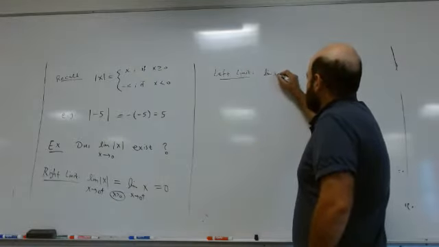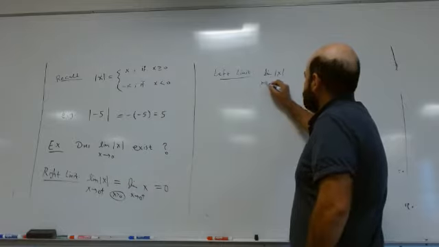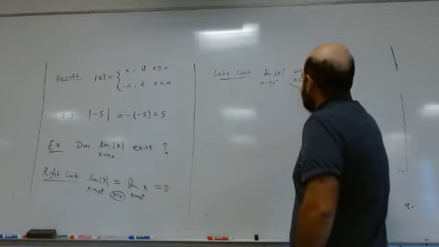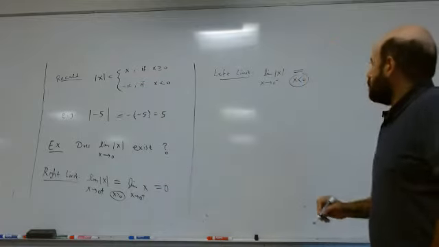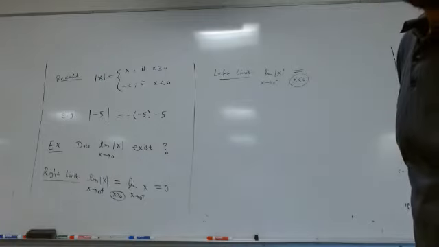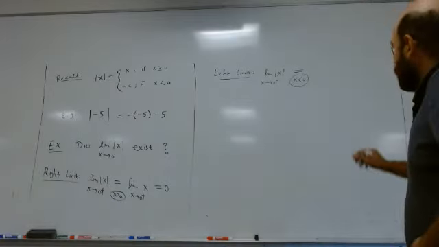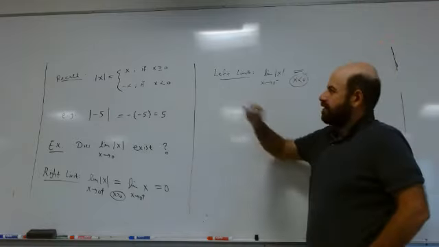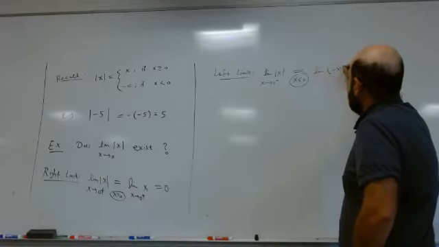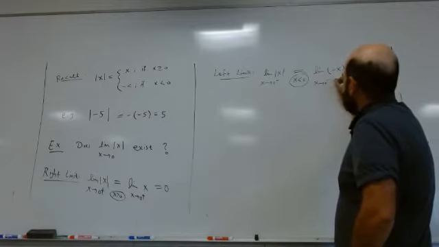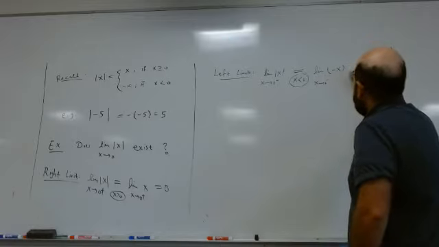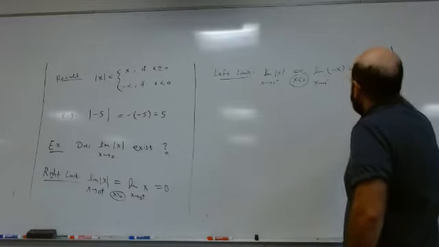The limit of absolute value x as x approaches 0 from the left. From the left means x is less than 0, so we have to use the second formula there. So we get the limit of minus x as x approaches 0 from the left. Again, it's a polynomial, so to find the limit we can just replace x with a number. We get minus 0, which is 0.